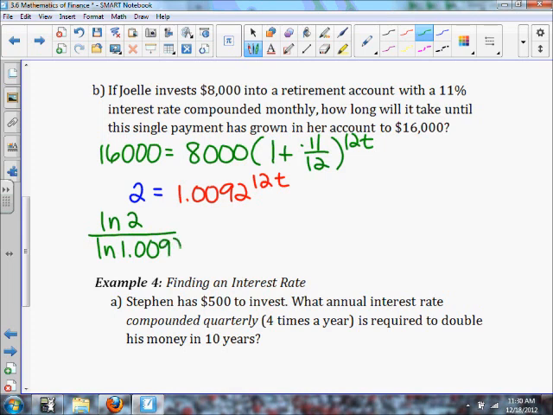Okay, now I realized I combined some steps there. I took the natural log of both sides, moved the 12t, and divided all in the same step in my head. Yes, Stephanie?